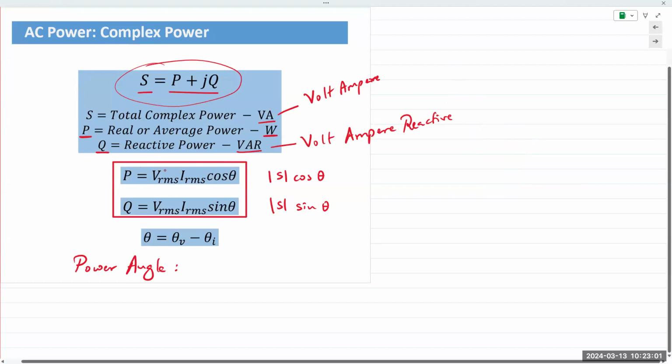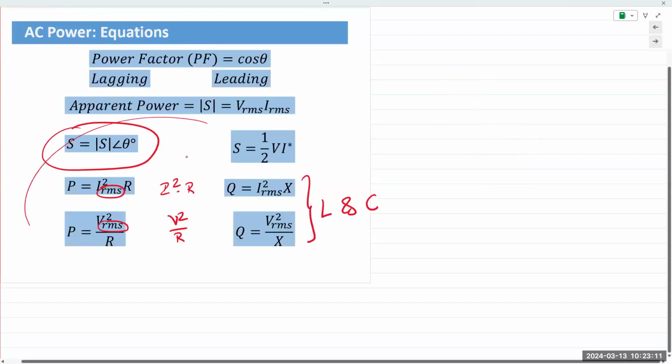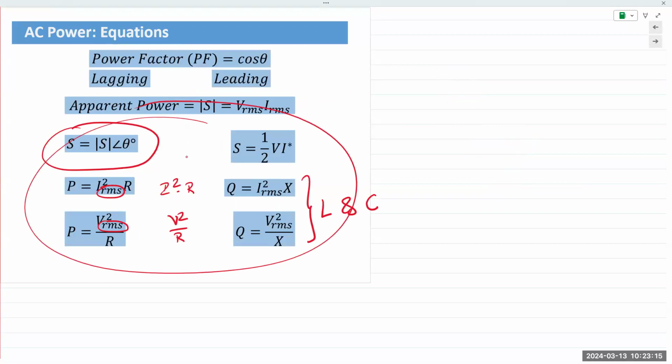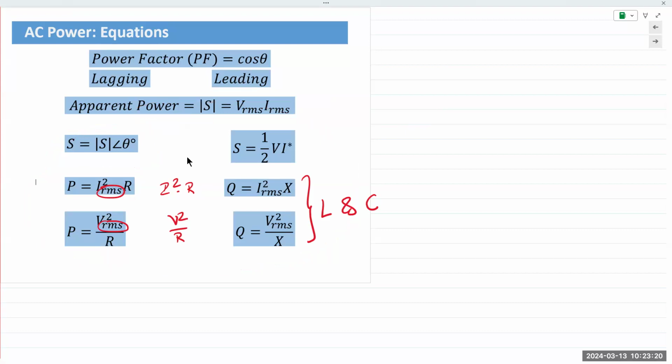We can use these equations to find power for every single component. There are multiple equations that you can use, and we will see in example 1 where I have 3 different approaches to find the total complex power S. The magnitude of S is also known as apparent power.